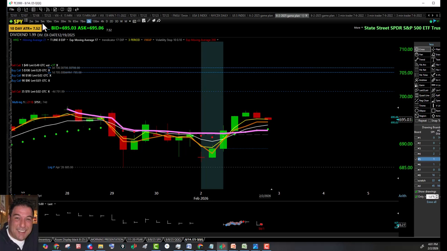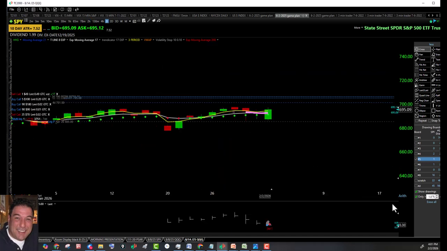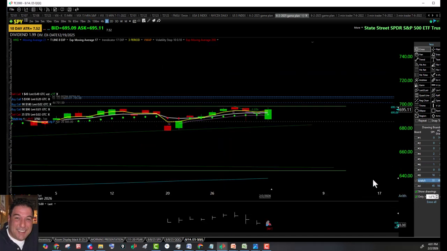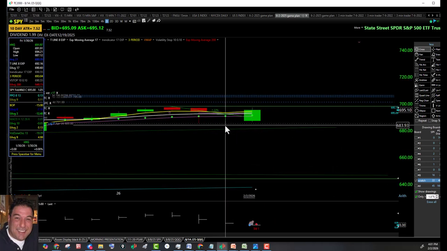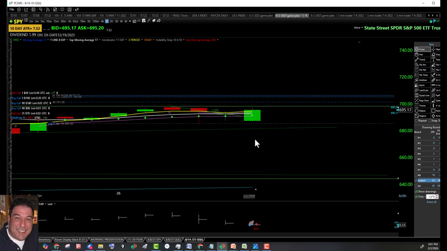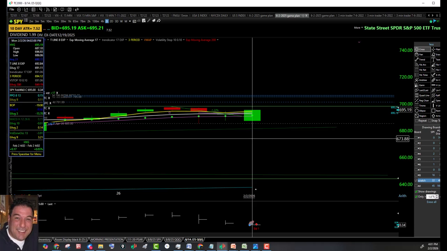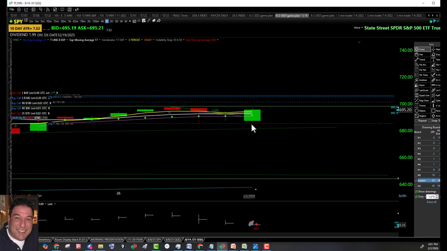All right, so there's SPY on the 2-hour chart. Let's take a look at it on the daily chart. We're going to go to a different chart here. And you can see, let's take a look at the lows. Friday's low was 687.12. Today's low was 686.06. So we got a lower low and a higher high. So we got an outside day.